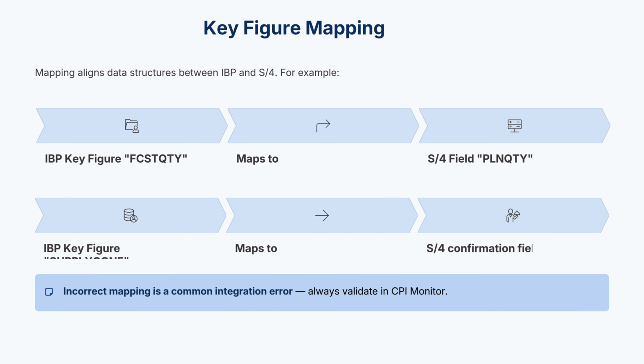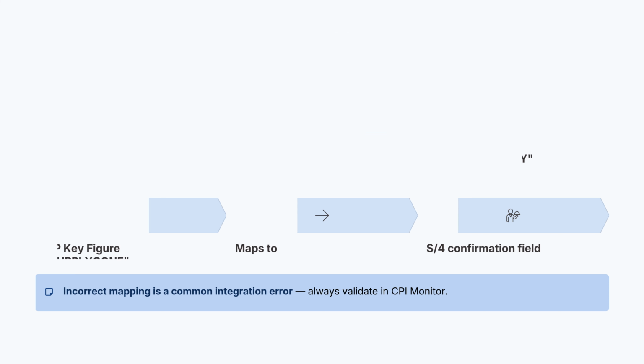Key figure mapping. Key figure mapping defines how numerical fields correspond between systems. For example, IBP's key figure FCSTTY links to the S4 field PLNTY. Misaligned mappings lead to incorrect PIRs or missing data. Always validate mapping consistency in CPI or IBP's integration monitor. This is a common audit point in SAP project reviews.